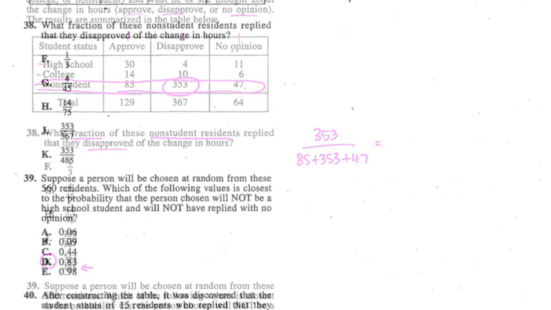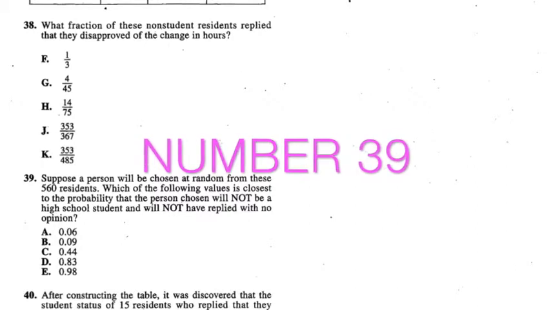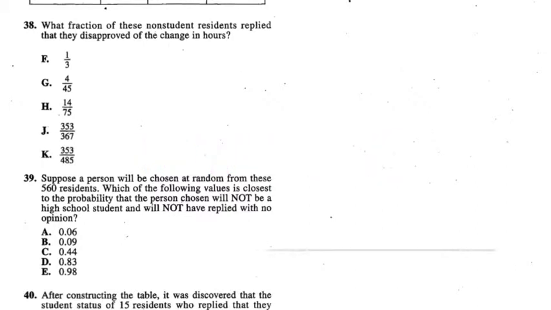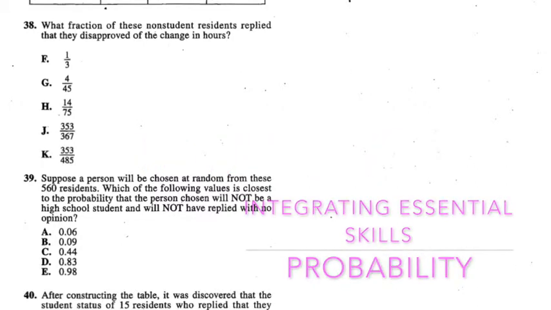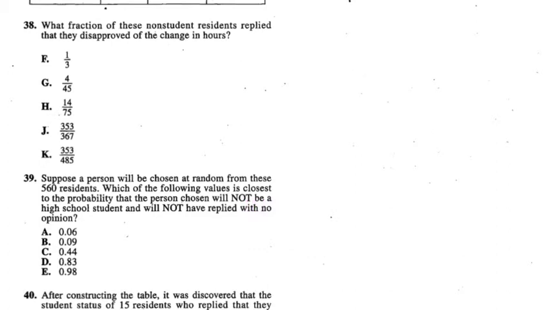Number 39 is also an integrating essential skills question. This is about probability. Suppose a person will be chosen at random from these 560 residents. Which of the following values is closest to the probability that the person chosen will not be a high school student and will not have replied with no opinion?